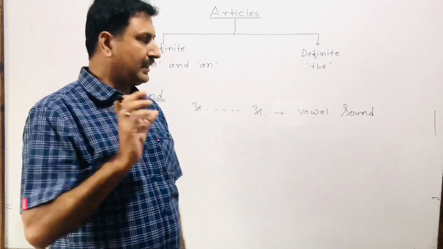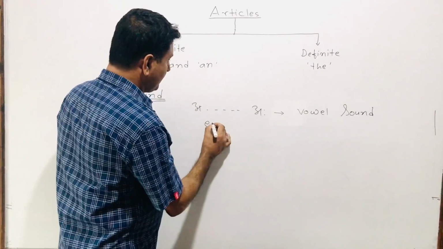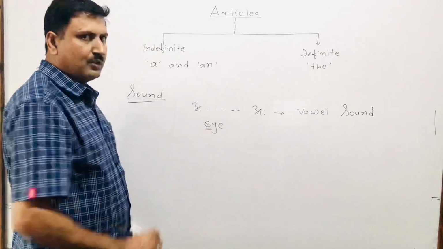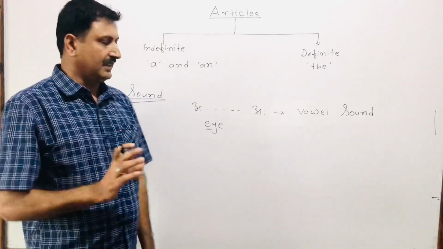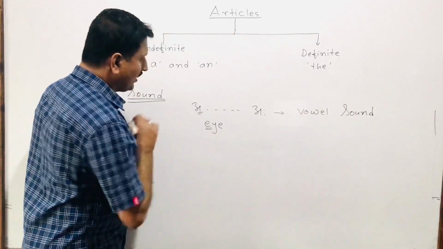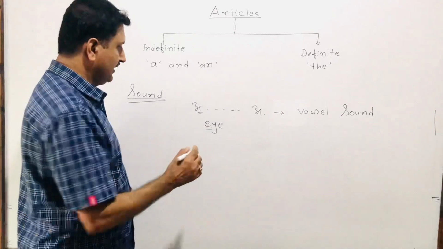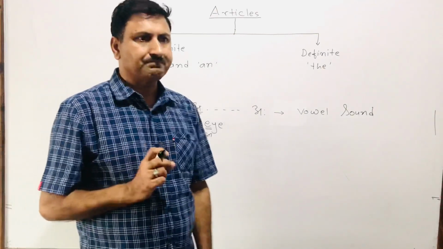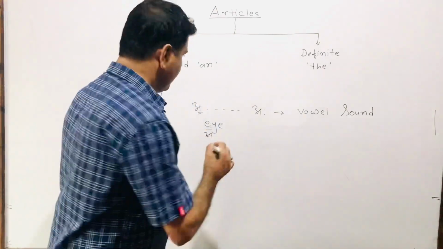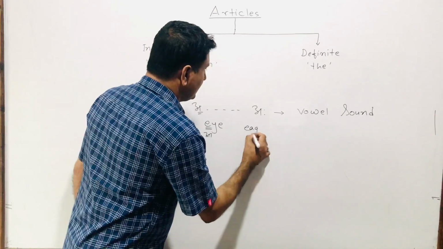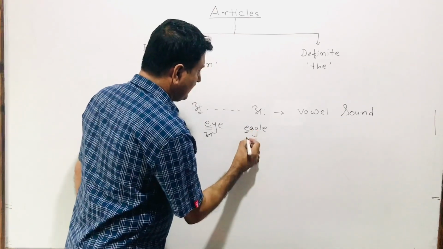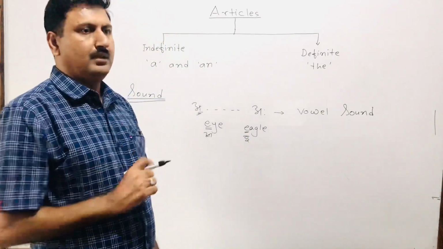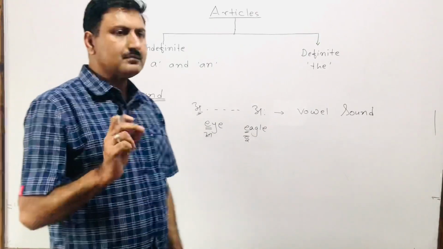You can simply take an example. For example, I. Beginning sound is A, I. So this is in the group of A. This is vowel sound. Similarly, eagle, E-A-G-L-E, eagle. Here you have E sound that belongs to A group.